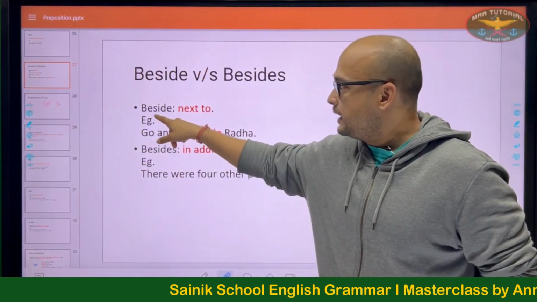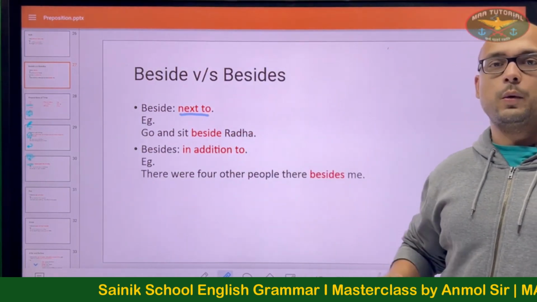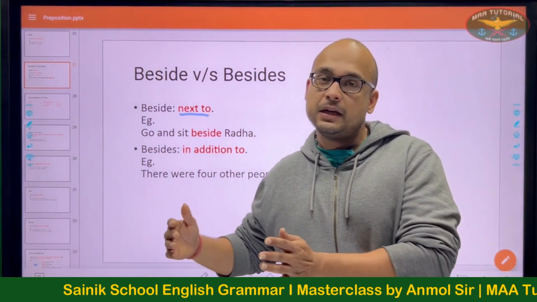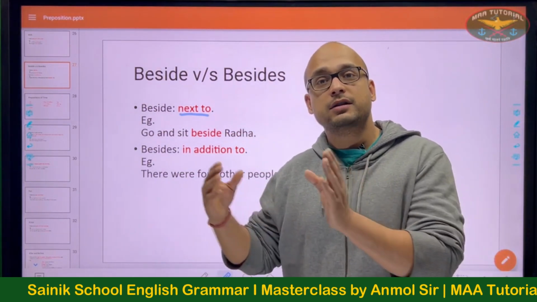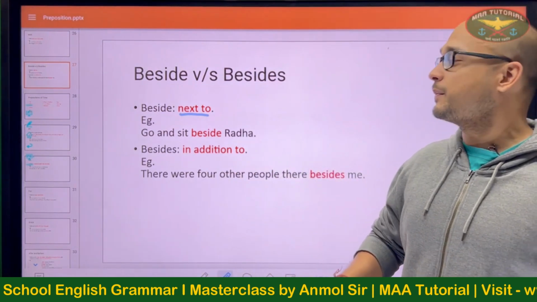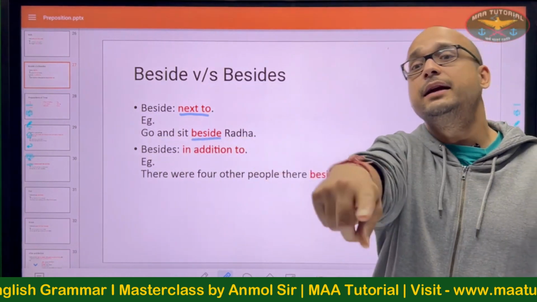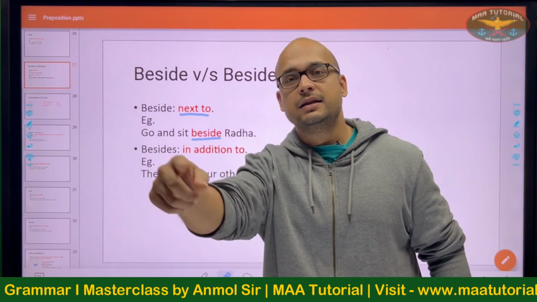must be used. The meaning of beside is next to. When you're talking about something that is happening next to someone, someone who's sitting next to someone or someone who's there next to something, we say beside. Go and sit beside Radha. Go and sit next to Radha.